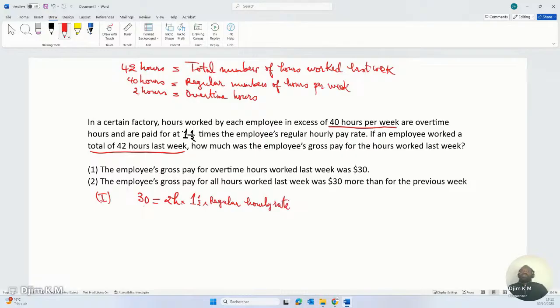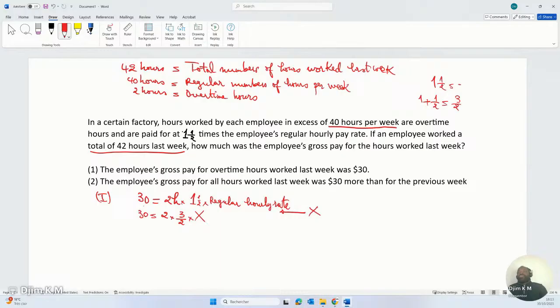So we can do the operation. One and a half here is simply one plus a half, which is equal to 3/2. So the $30 is equal to 2 times 3/2 times, we can call it big X, times big X. So that means we can find big X.